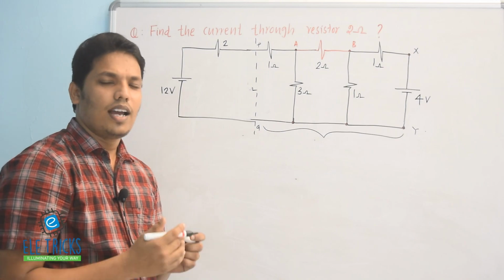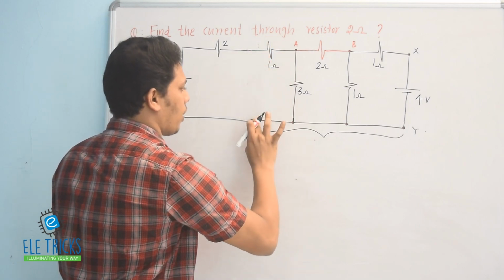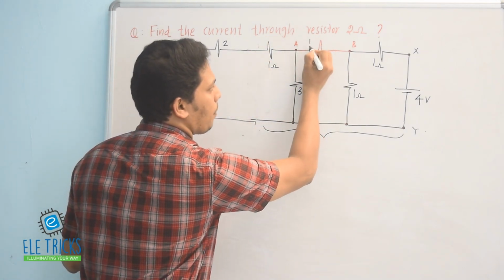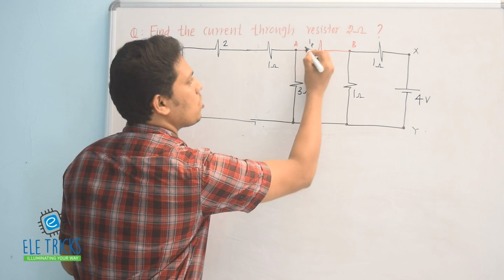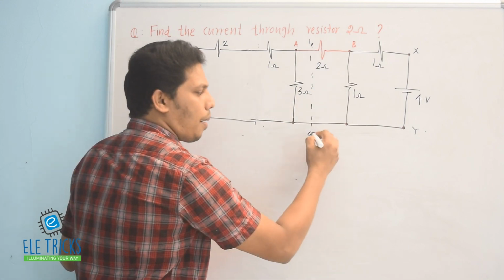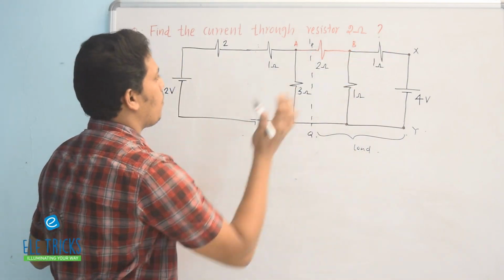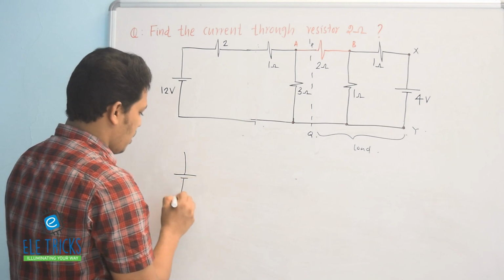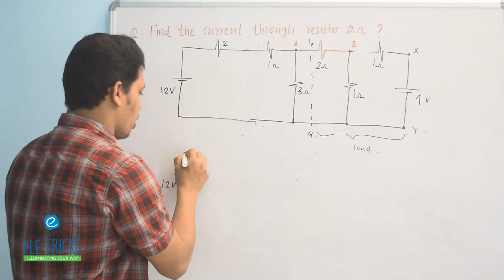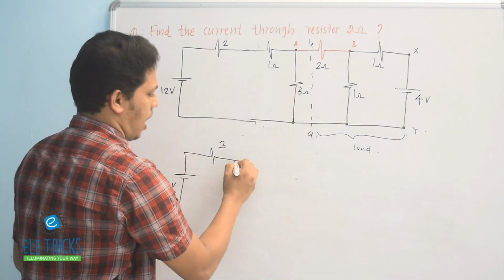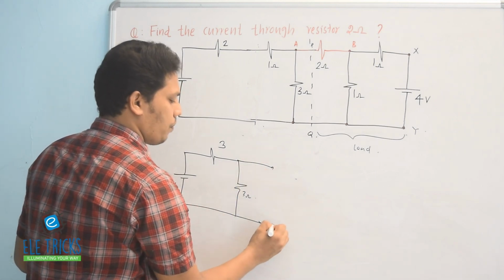Then next step, I am applying the same procedure, but I am breaking my circuit from here. So this is my new P and Q, this is the new P to Q. I am considering Q to Y as a load. So you remove the load. My remaining circuit becomes: here it is 12 volt, 2 and 1 are connected in series. So I can draw a 3 ohm resistance connected with another 3 ohm. All the other part is the load. Right?